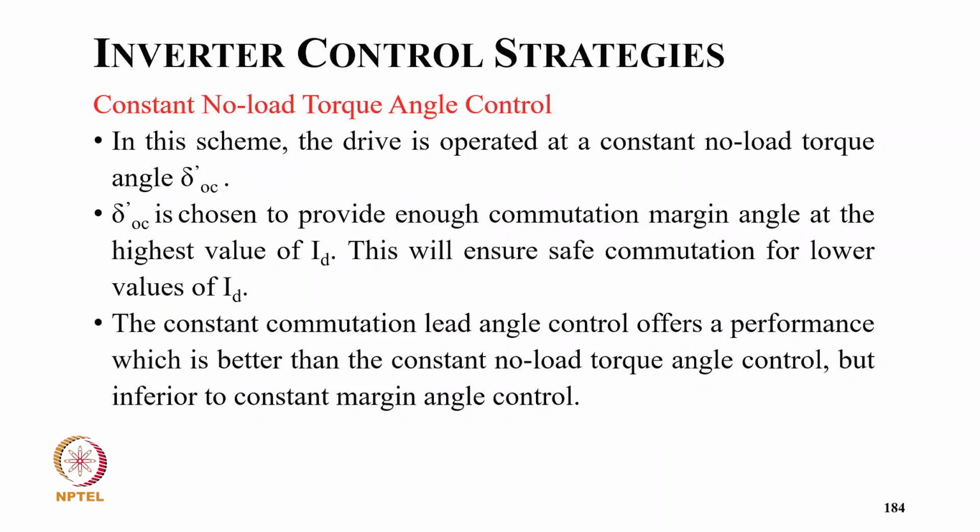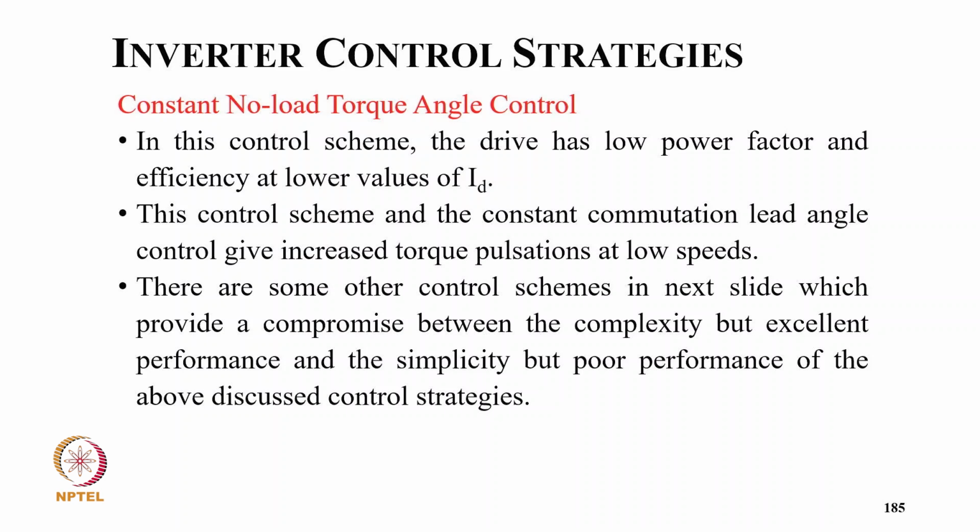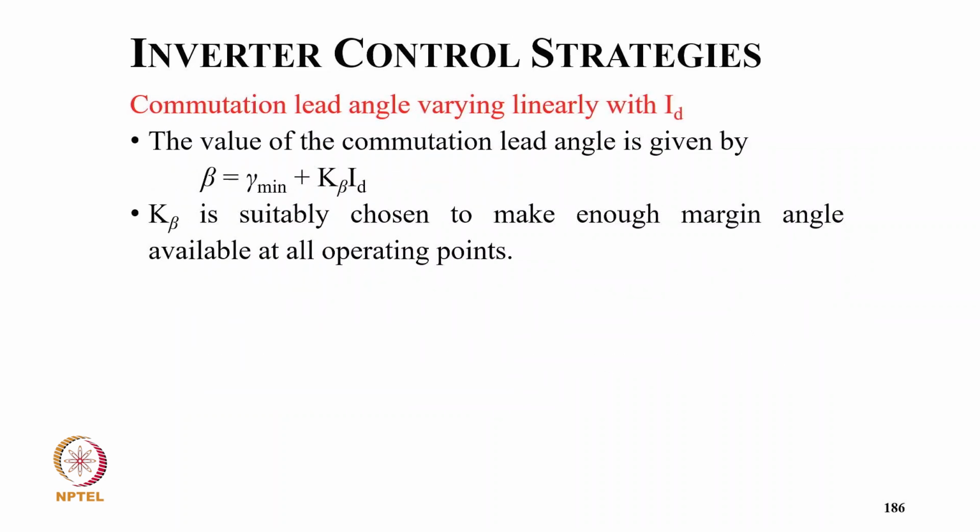So constant commutation lead angle control offers a performance which is better than the constant no load torque angle control but inferior to the constant margin angle control. In this control scheme, the drive has low power factor and efficiency at lower values of Id, and this control scheme and constant commutation lead angle control give increased torque pulsation at low speed. So there are some other control schemes next which provide a compromise between the complexity but excellent performance and the simplicity but poor performance of the above discussed control strategies.